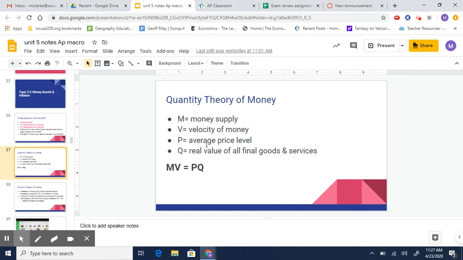Now somebody at McDonald's, an employee, takes that dollar bill, they get paid with it, they go out and use it to buy something else. So now the velocity is 2. The point I'm trying to make here is the more times money changes hands, the higher the velocity.